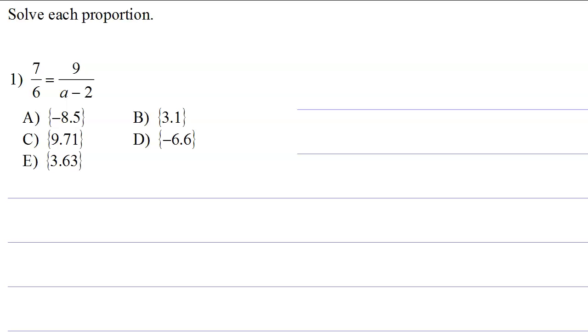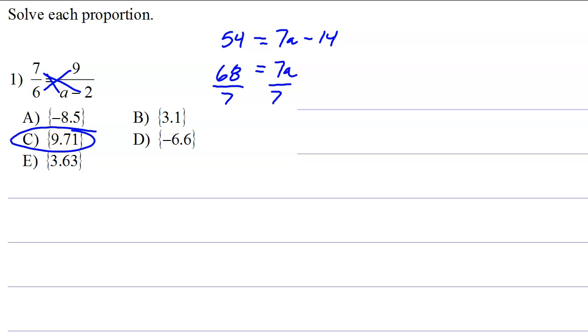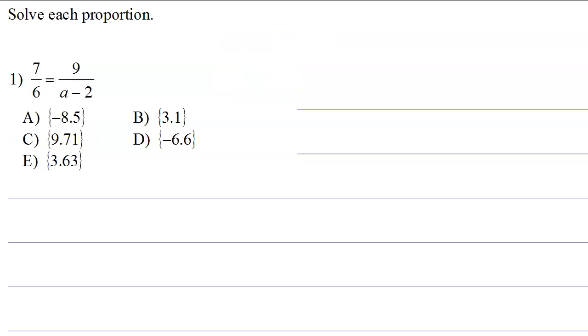Number 1, solving a proportion. I'm going to cross multiply and get 54, and then I'll get 7a minus 14. Adding 14 to both sides, I will get 68. And dividing both sides by 7 goes in there 9 and 5/7. So the correct answer there is going to be 9.71.